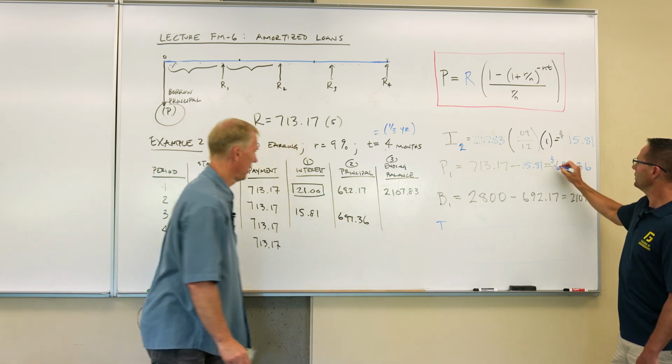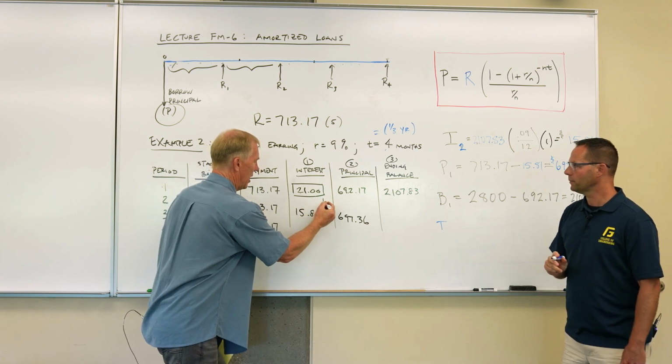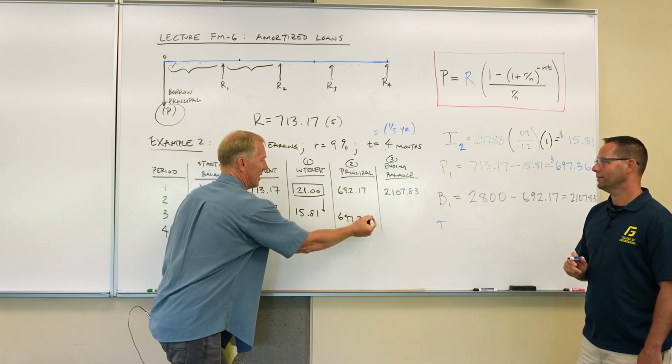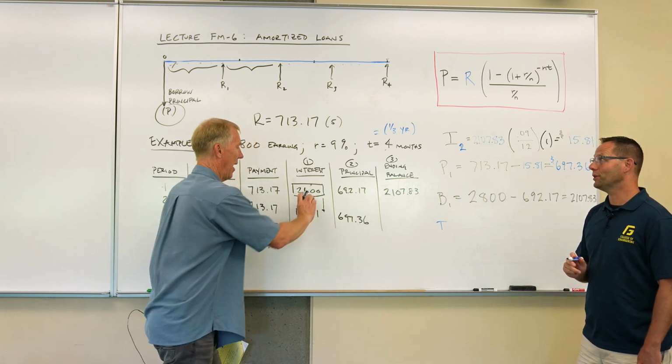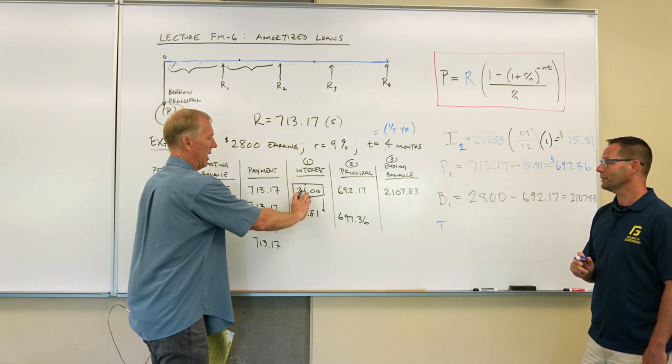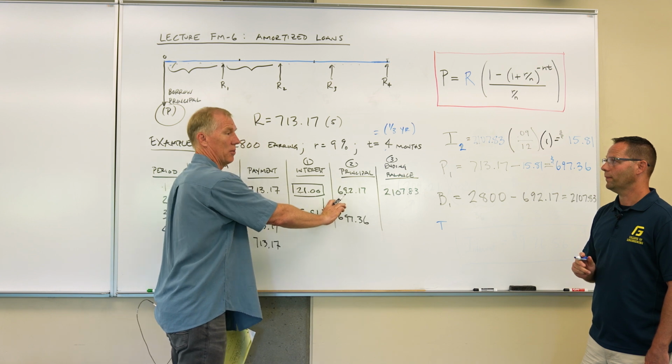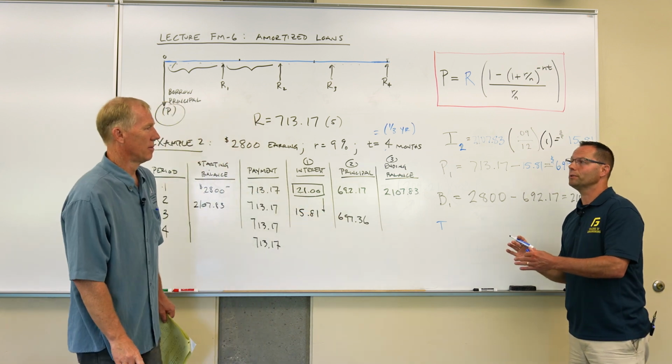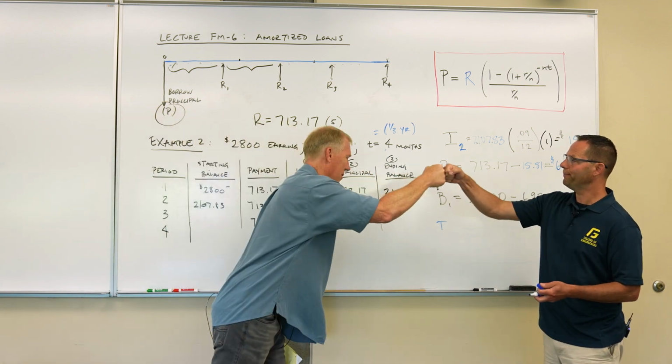Oh, Pete, I just observed something. What'd you see? While this number is going down, this number is increasing by the same amount, isn't it? That's good news, isn't it? That's right. The extra money that I saved in interest now went to principal. That's why we want to do an amortized loan instead of a simple interest loan. Love it. That's good.